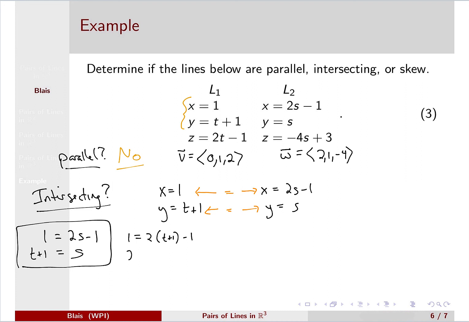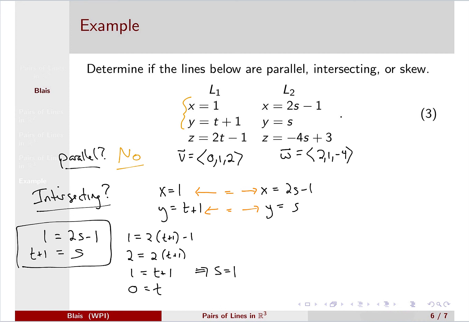Add 1 to both sides: 2 equals 2 times the quantity t plus 1. Divide both sides by 2: 1 equals t plus 1. Subtract 1 from both sides. We get t equals 0. Since t equals 0, we plug that in here, and we see s equals 1.